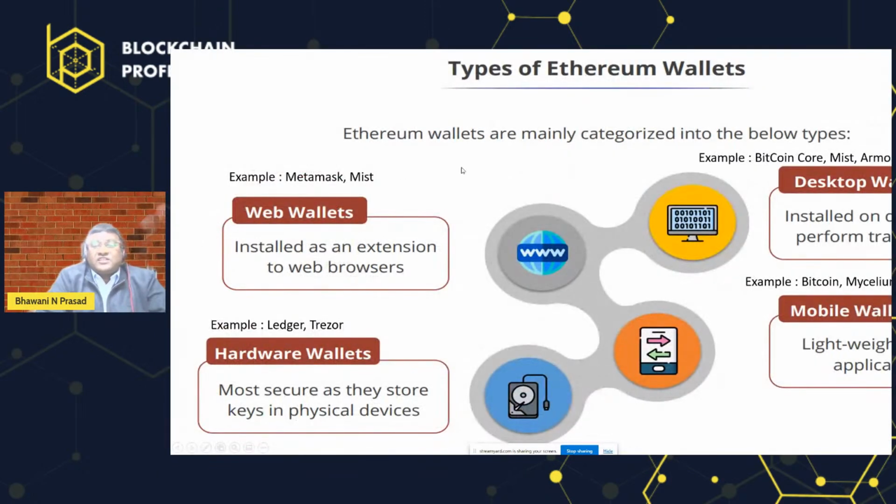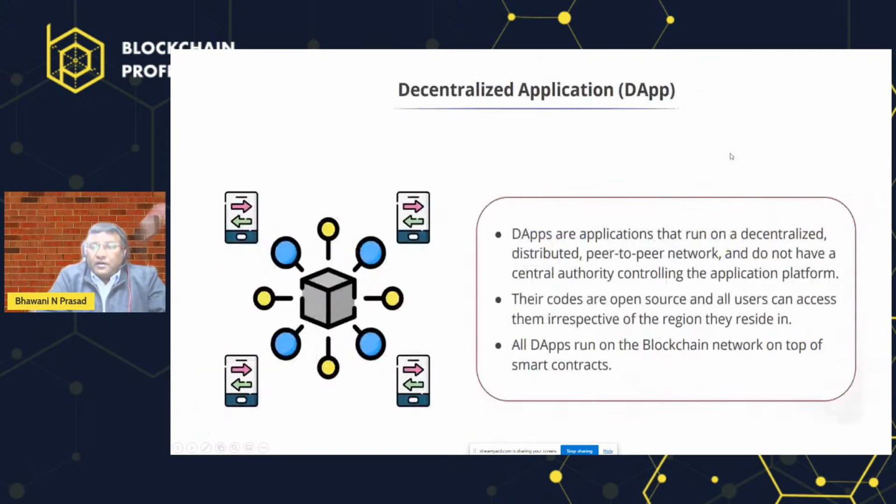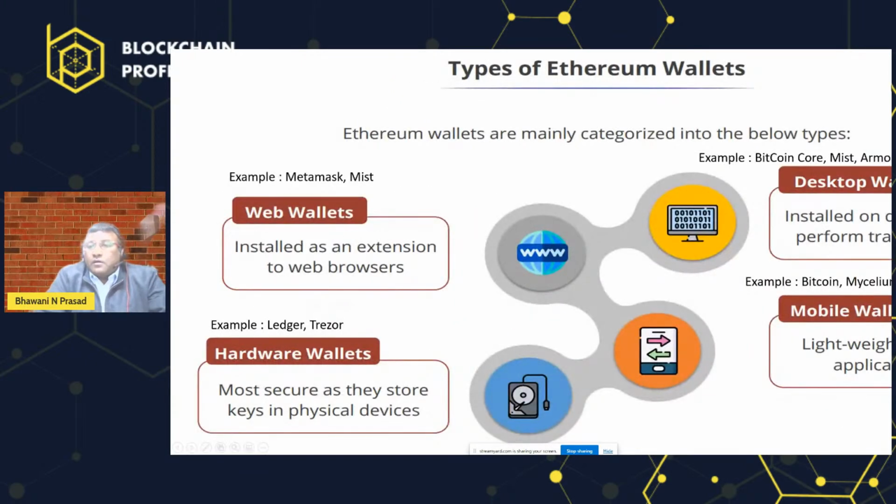So Ethereum wallets are mainly categorized into the below types. There are four kinds. One is web wallets, which work on your web browsers, like MetaMask, Mist. These are examples. Then there are desktop wallets, which are installed on your desktop, like Bitcoin Core, Mist, Armory.